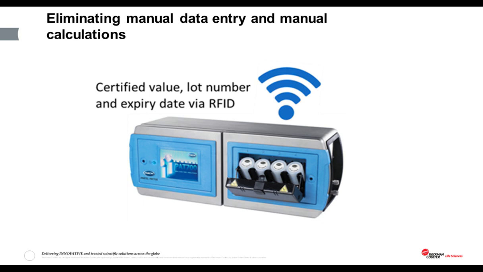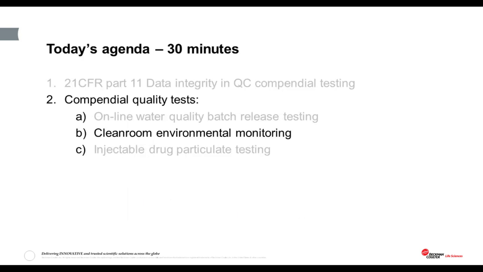Calibration standards, once loaded into the PAT700, upload their certified value, lot number, and expiry date to the PAT700 using radio frequency identification. Electronic chips are located on the calibration bottles, and these are read by the PAT700, thus avoiding manual data entry.